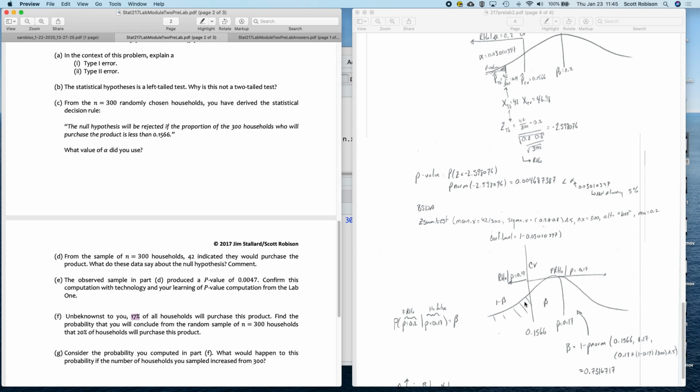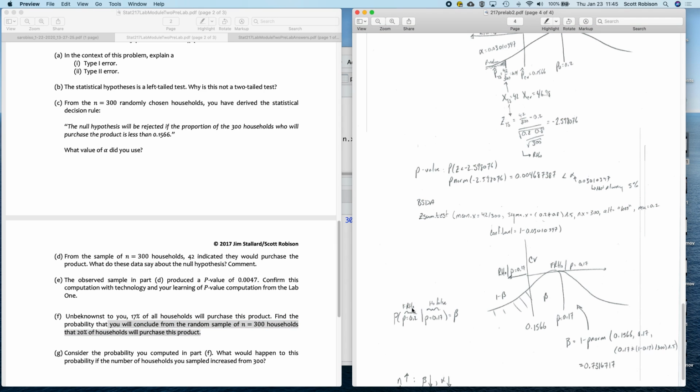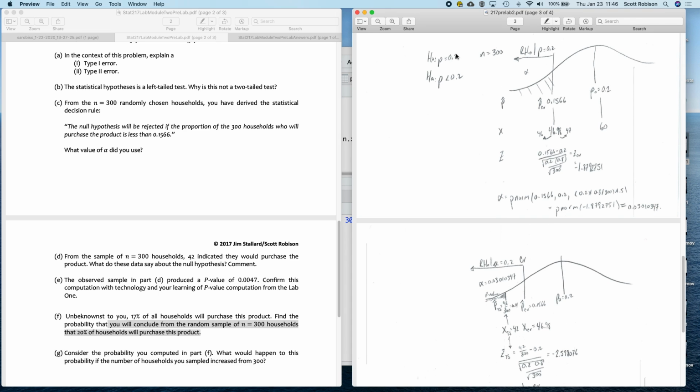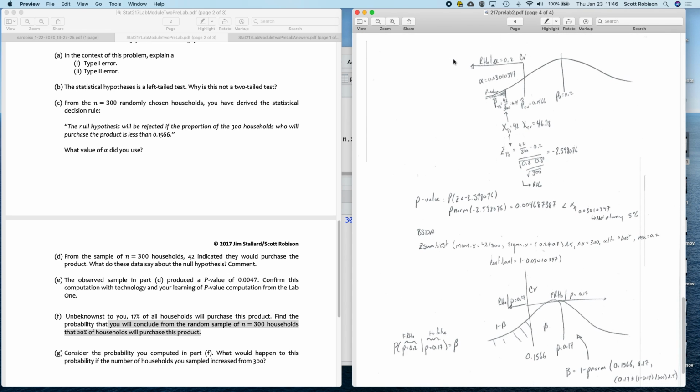So in this case, when we are trying to find the probability that you will conclude that 20% of households will purchase this product, what you are trying to find is the probability that we will believe or conclude that the proportion really is 0.2, which means, in terms of the null hypothesis, that we would fail to reject the null hypothesis. So what's the probability that you believe this idea, but the null hypothesis is actually false?